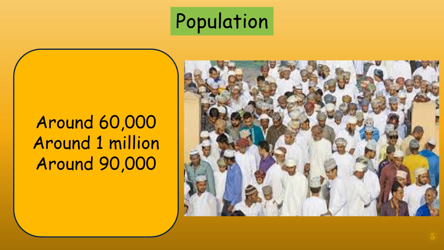So if you are writing about Oman, you can say around 1 million. Or if you are writing about a village or a city, you can say around 60,000, around 90,000, like that. Why are we writing around? Because we don't know exactly how much. So when you don't know exactly how much, then you can use the word around.